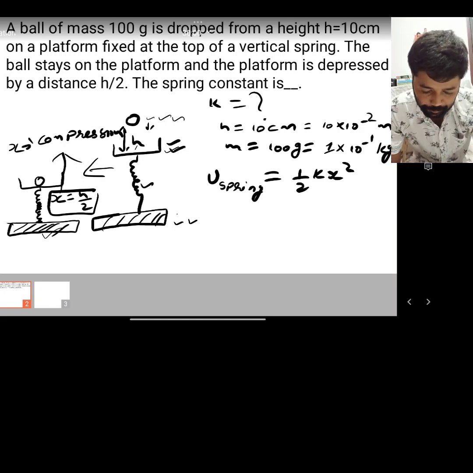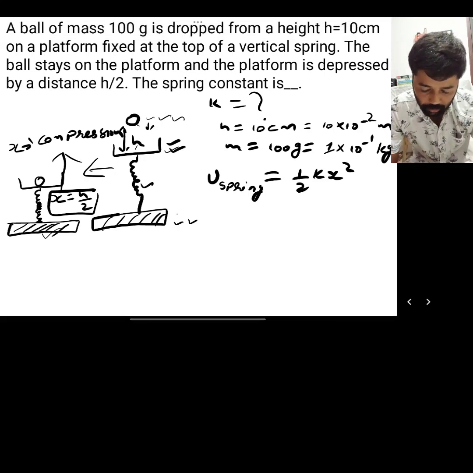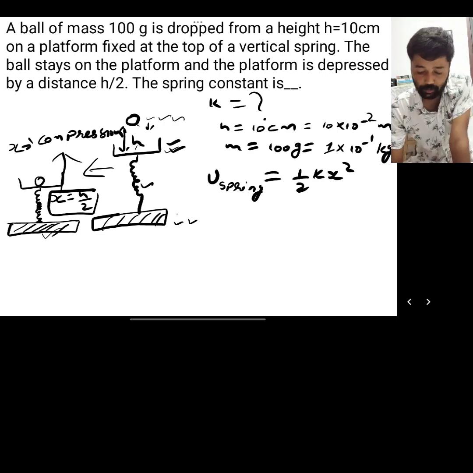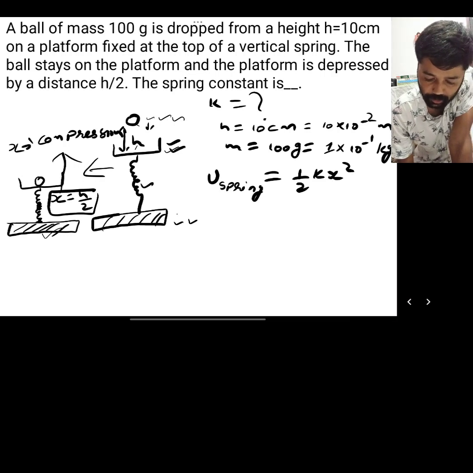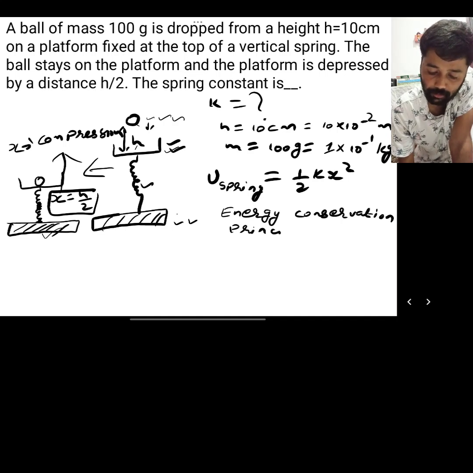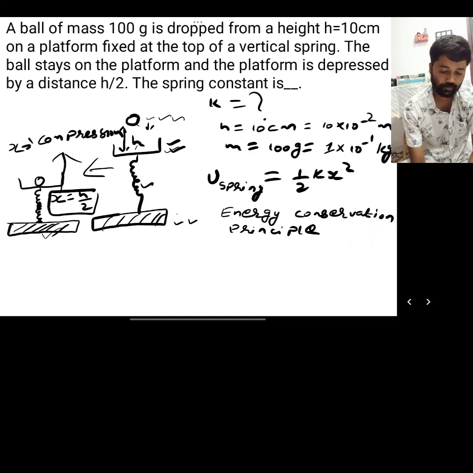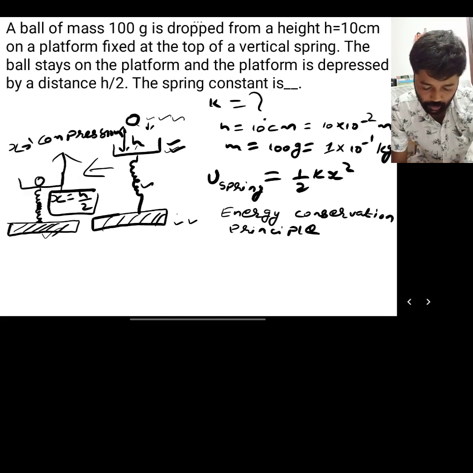Whatever work is done by the gravitational force is stored in the form of spring potential energy. Now, how to solve this question? We can use the energy conservation principle to solve this problem. This is a somewhat mediocre type of problem. Now let us see the solution part.